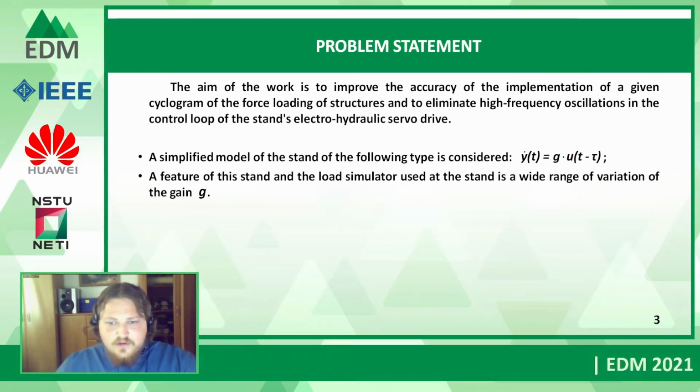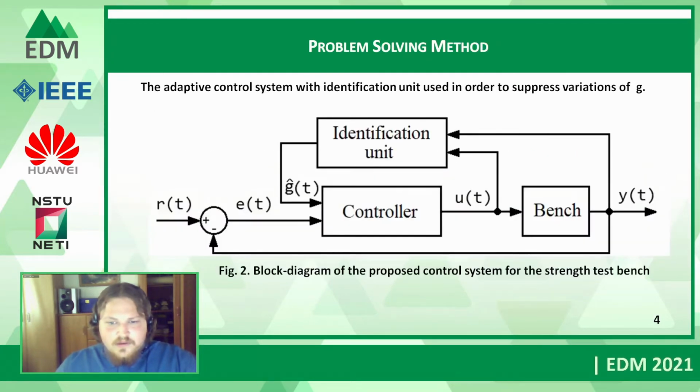A feature of the stand is the value of the gain of stand model G, which varies in a wide range, which leads to oscillation and reduces the accuracy of the tests being carried out. To solve the discussed problem, a control system was proposed, a block diagram of which is shown on the slide. The system consists of a bench, control object, a regulator, and identification block to determine the gain G.